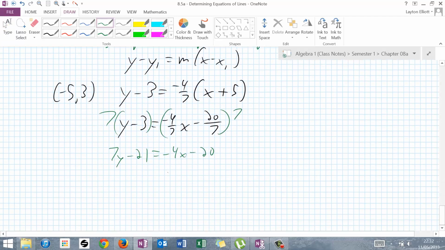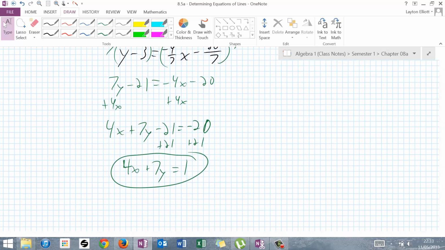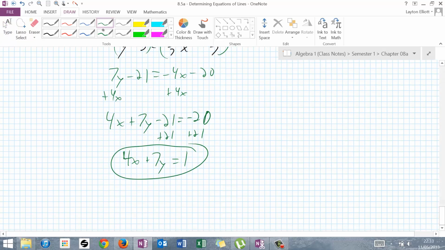Then we're going to add 4x to both sides, so I can get the x's and y's on the same side. 4x plus 7y minus 21 is equal to negative 20. Add 21 to both sides, and I'm going to get 4x plus 7y is equal to 1. And that is a standard form because I have x and y on the same side. They're all integers, and we have no fractions, and the x is positive.